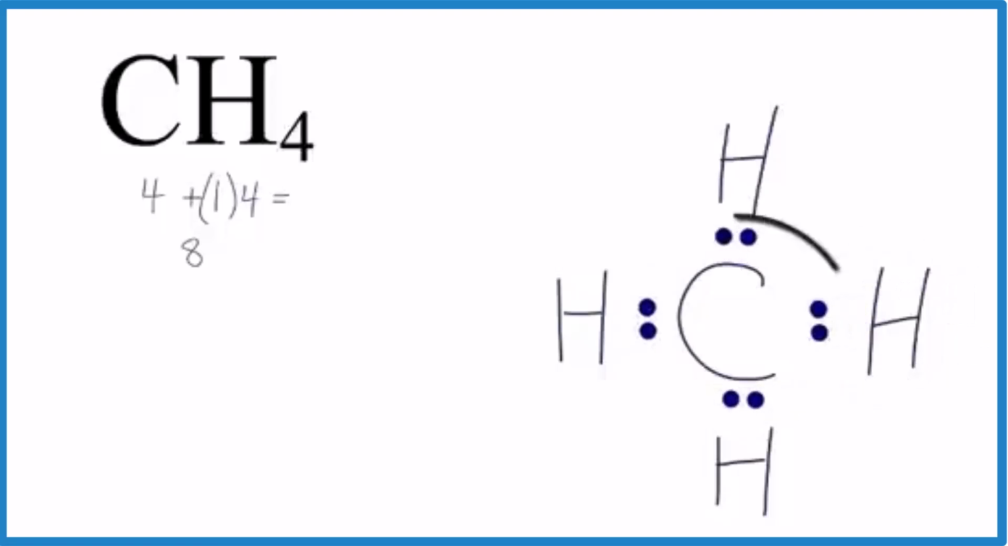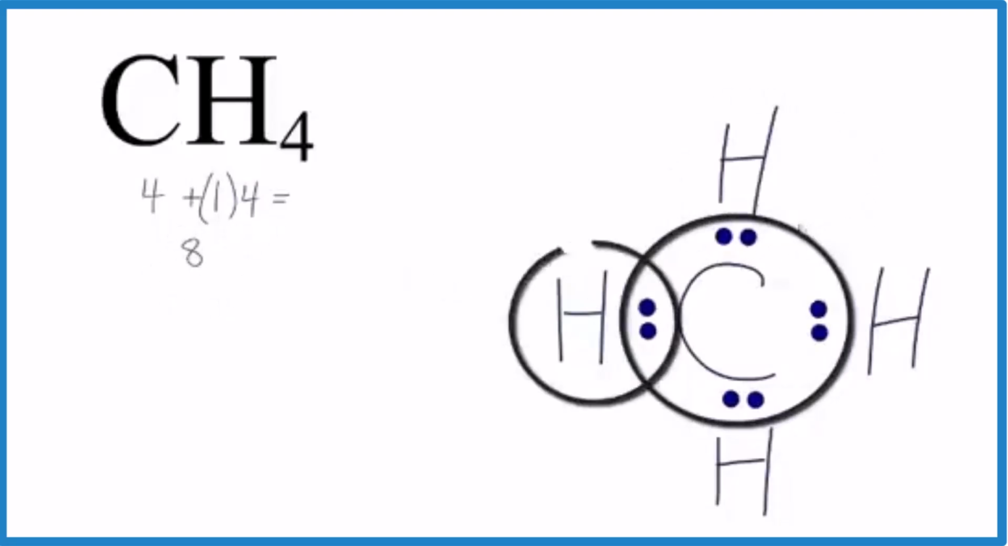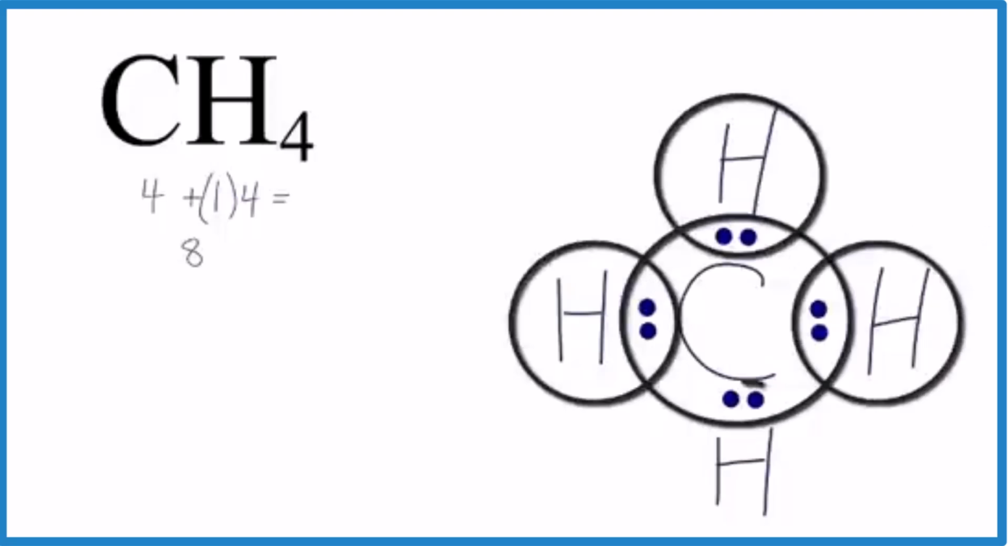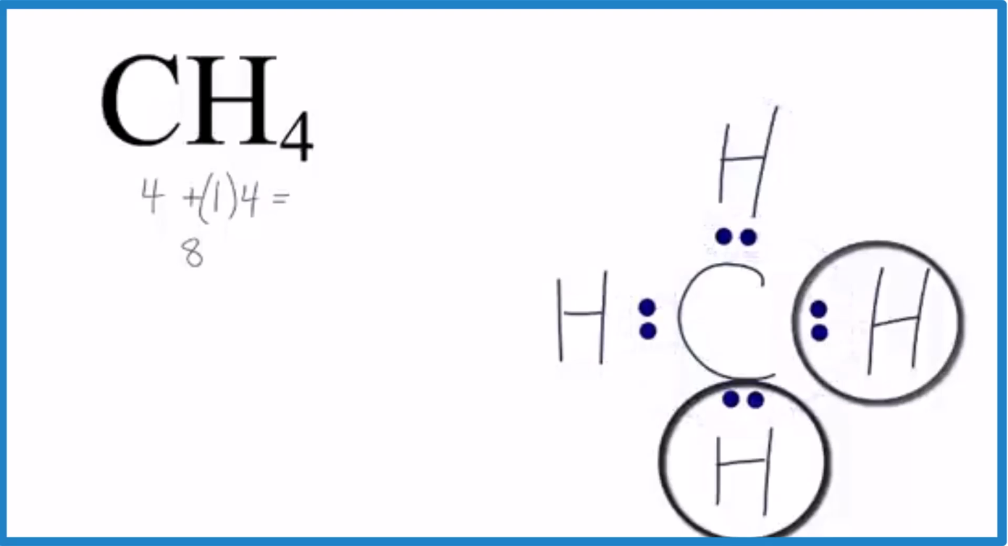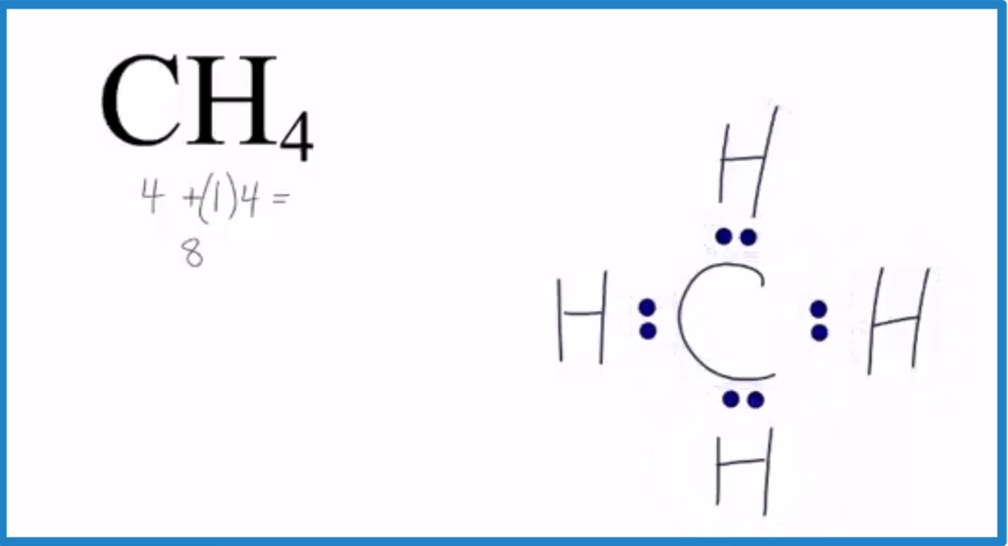At this point, the carbon has an octet. We've used 2, 4, 6, 8. We've used all our valence electrons, and the hydrogens, they each have 2. This is an important rule. Hydrogens only need 2 valence electrons to have a full outer shell. So the carbon has an octet, the hydrogens each have 2. We're done with this Lewis structure.